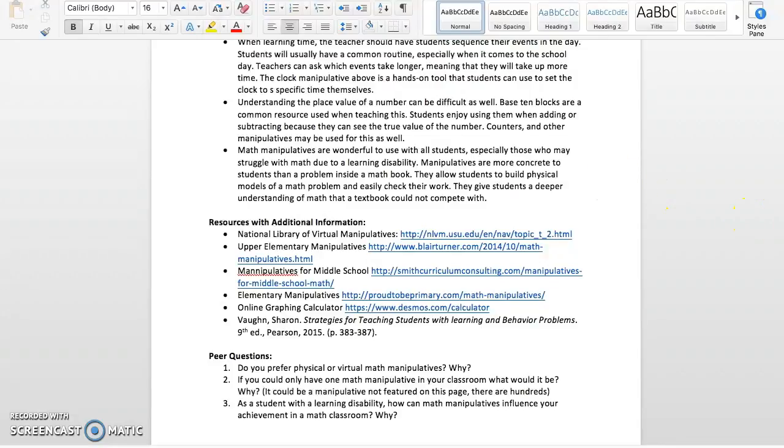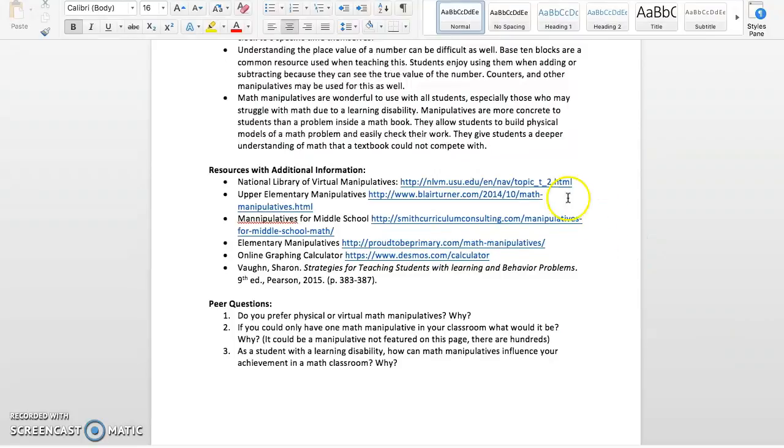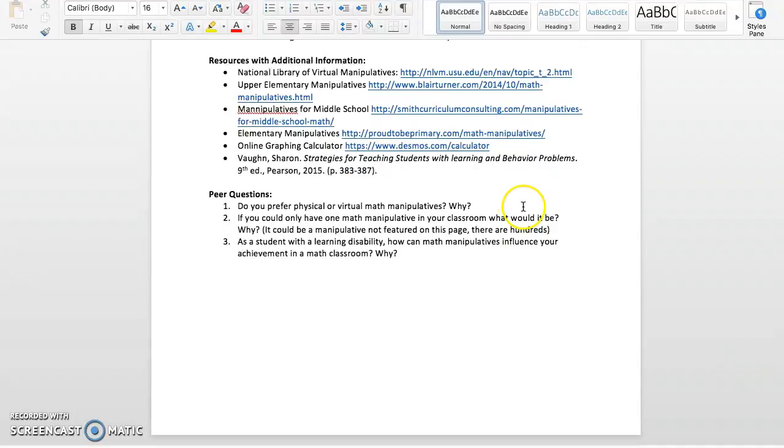I have some resources right here at the bottom, and I have the National Library of Virtual Manipulatives. This is a great source to see all kinds of different virtual manipulatives that you may want to use in your classroom. Here is upper elementary, middle school, and elementary. And then here's the link to the online graphing calculator, which could be useful. And I also used the book for finding some information. You can find some on page 383 through 387.